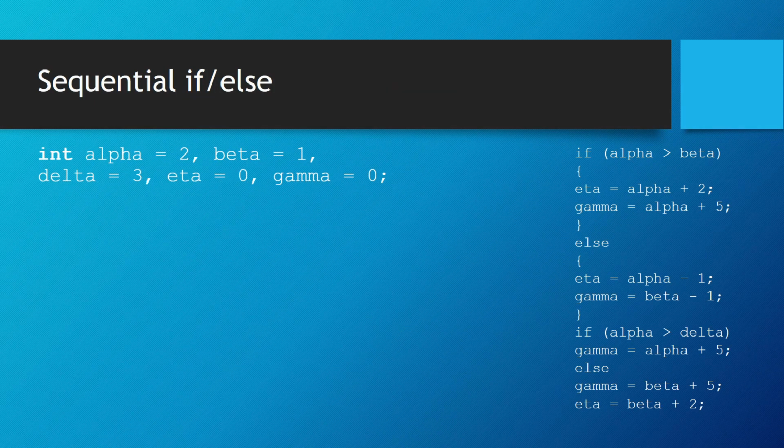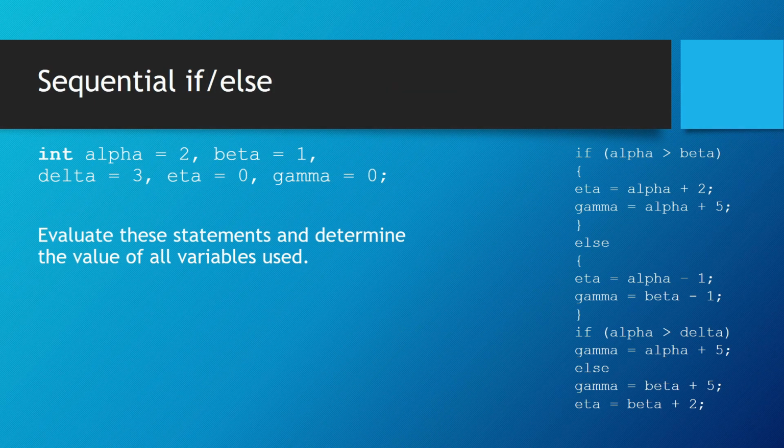We are given these declarations and then asked to evaluate these statements and determine the value of all variables used. If alpha is greater than beta, then eta is assigned the value alpha plus 2. Gamma is assigned the value alpha plus 5. Else, eta is assigned the value alpha minus 1. Gamma is assigned the value beta minus 1. If alpha is greater than delta, gamma is assigned the value alpha plus 5. Else, gamma is assigned the value beta plus 5. Eta is assigned the value beta plus 2.